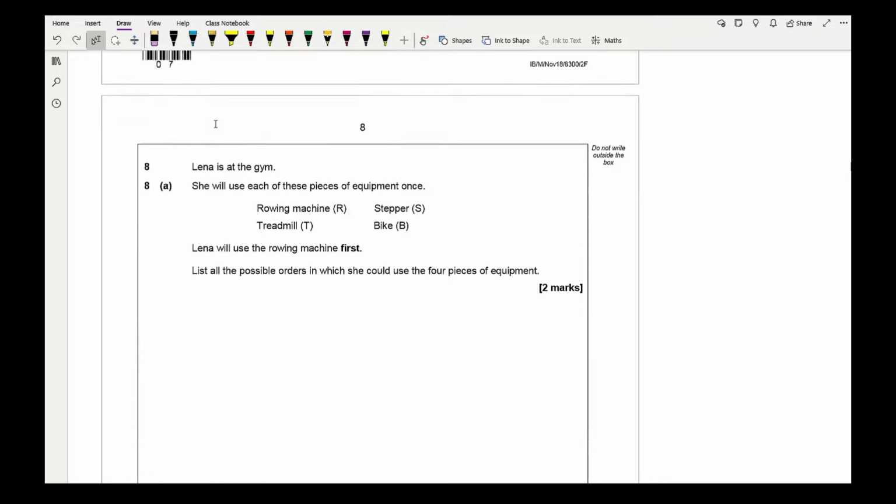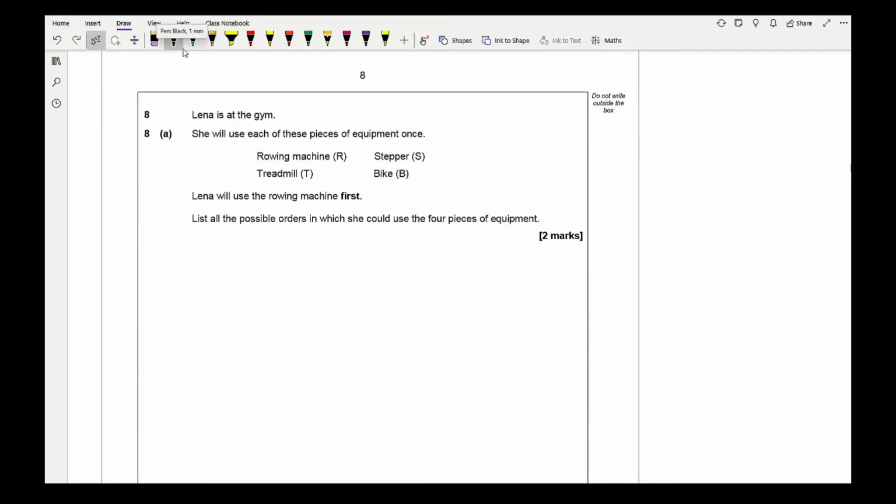Moving on to question 8. So question 8 is listing outcomes. It says that Lena is at the gym and she will use each of these pieces of equipment once. Lena will use the rowing machine first, list all the possible outcomes that she could have. So again, what we're doing here is she's going to use each one once. So we know that we're definitely going to have R going first.